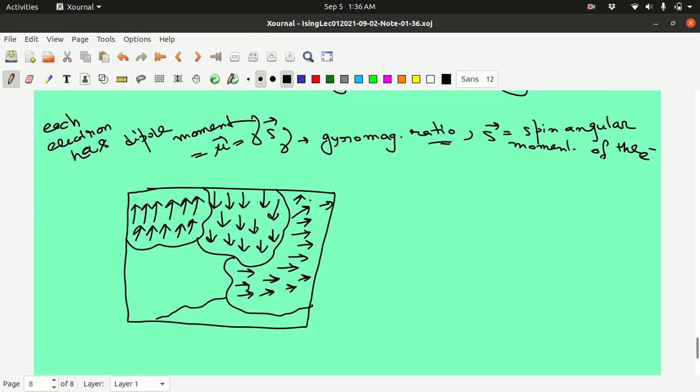As you can see, on average the total net magnetization will be equal to 0, but each individual domain has its own magnetic moment. And at the domain boundaries here, this is called the domain boundary because two different types of domains meet here. This is a domain of up spin, this is a domain of down spin, and this is called the domain boundary.